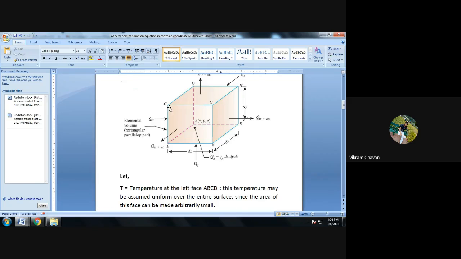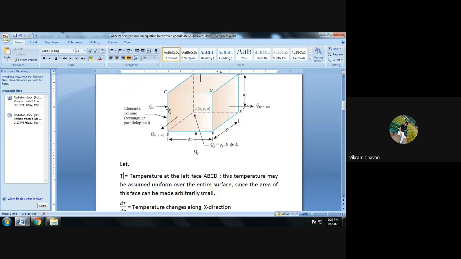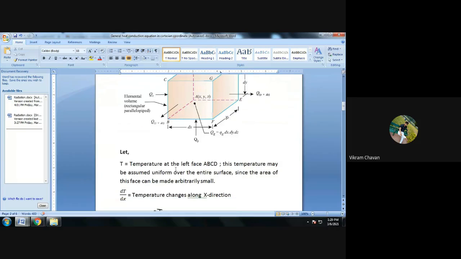If you check the temperature at this point, or this point, or any location on this face ABCD, you will get the temperature T only. So we are assuming T is the temperature at the left face, and this temperature may be assumed uniform over the entire surface, since the area of this face can be made arbitrarily small. Now the further thing we are going to assume is that dT divided by dx is equal to the temperature change along the x direction.